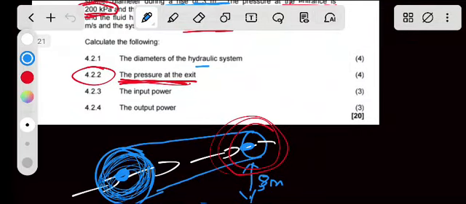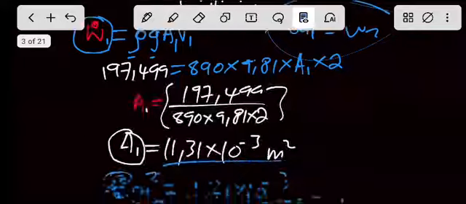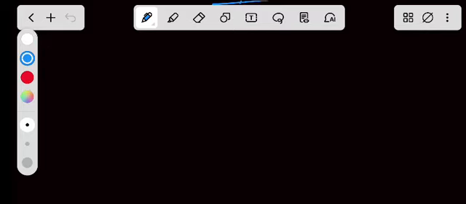Now here we should determine the input power. The input is here in the inlet, in the entry. All right, the input power. We should determine the input power. So we have P in, which must be equal to what?